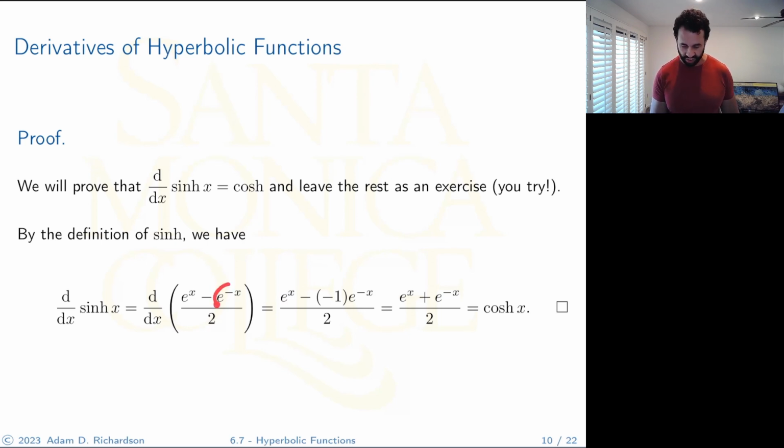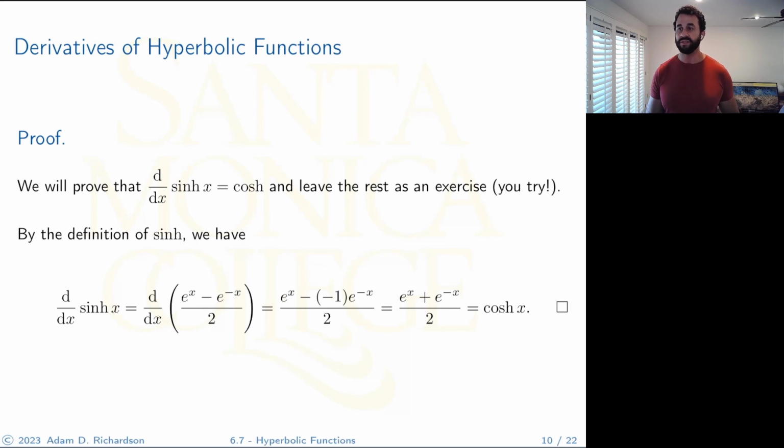We're going to have to use the chain rule when we differentiate this. So we'll get e to the x minus -1 times e to the negative x over 2. And then when we do this simplification here, we get a plus. And so we get e to the x plus e to the negative x over 2, which is cosh. Easy peasy, right? Not too bad for that one.